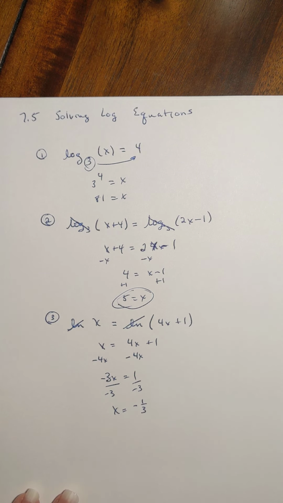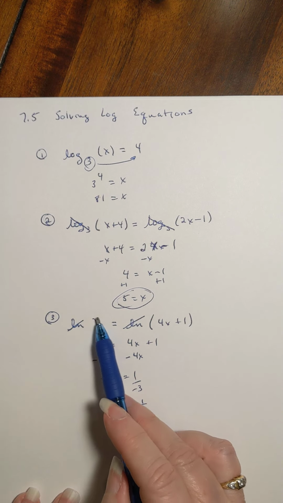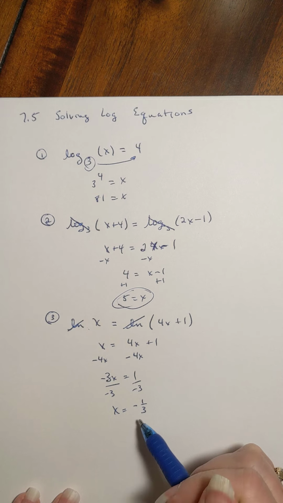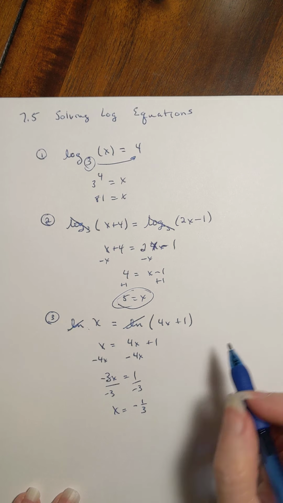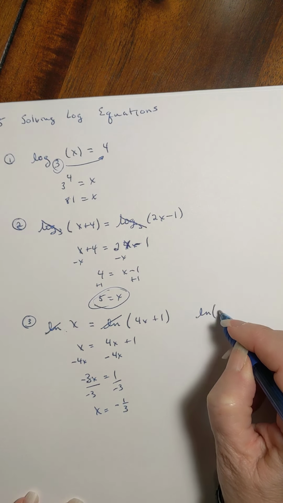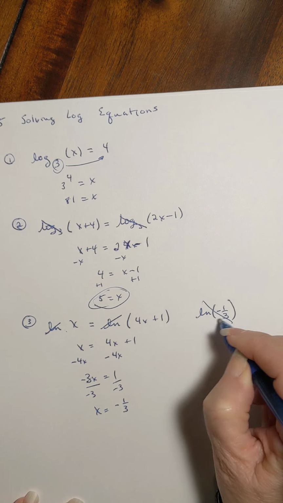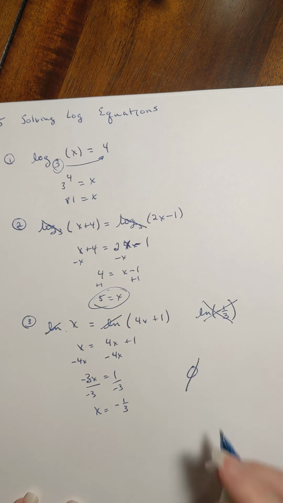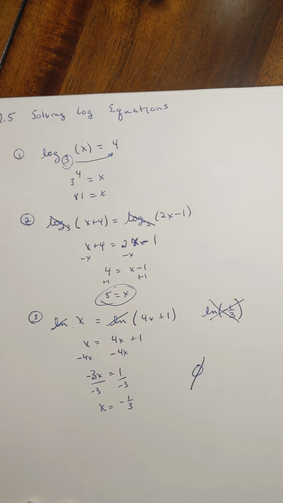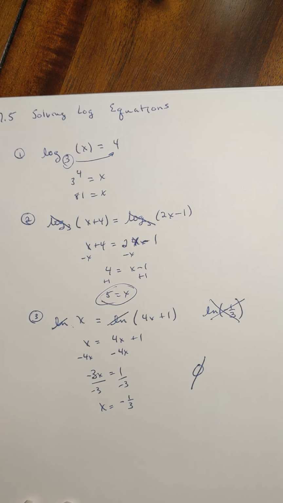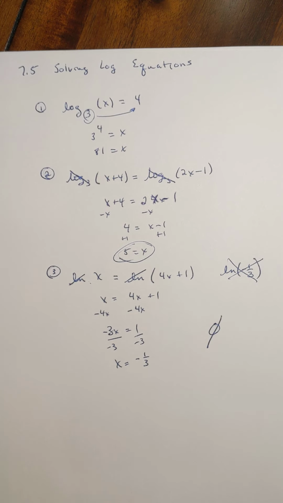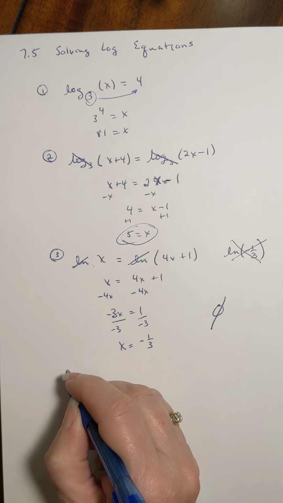Now remember, we cannot take the log of a negative number. And so if I try to put x is negative 1/3, I would be taking the natural log of negative 1/3. That's not allowed. So the answer here is the empty set. Okay? You cannot take the log of a negative number, just like you can't take the square root of a negative number. So those are the easier types of problems.